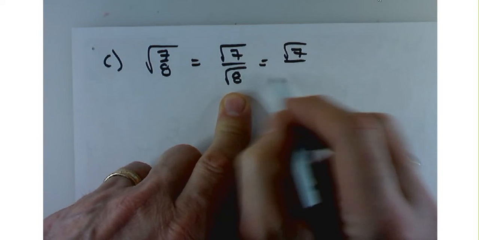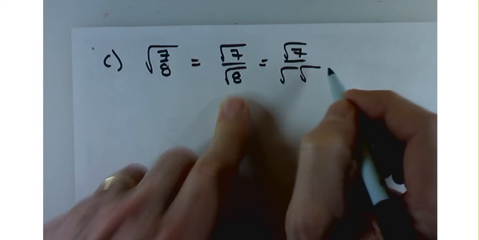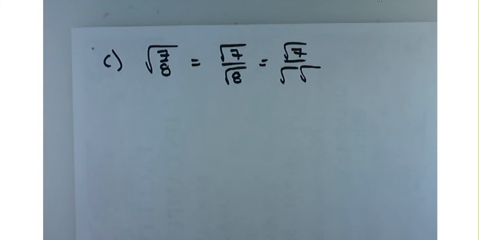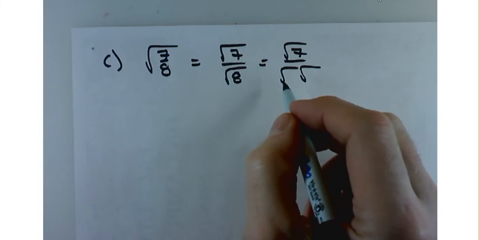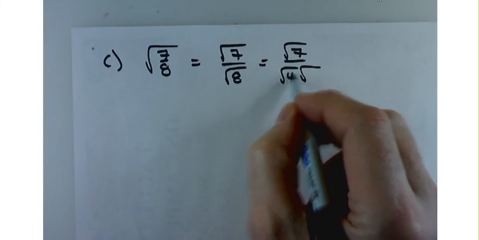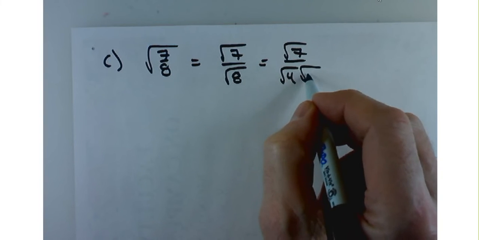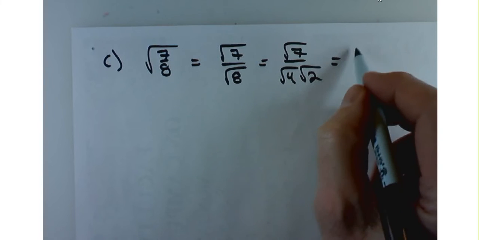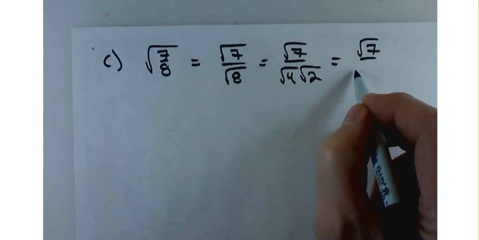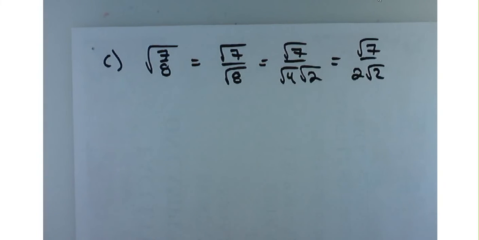And I'm going to split this up first into 2 radicals. How about the square root of 8? Is there anything I can do to simplify the square root of 8? 2 times 4. Perfect. So I'll put the 4 here and the 2 here. That gives me square root of 7 over 2 square roots of 2.